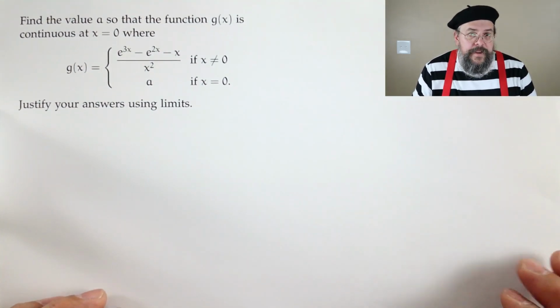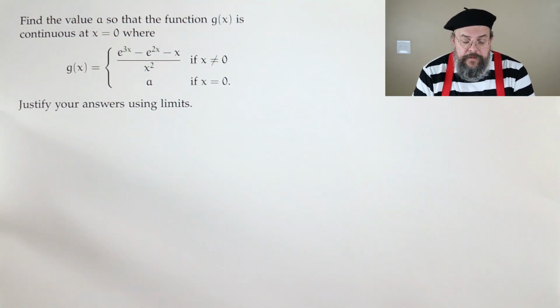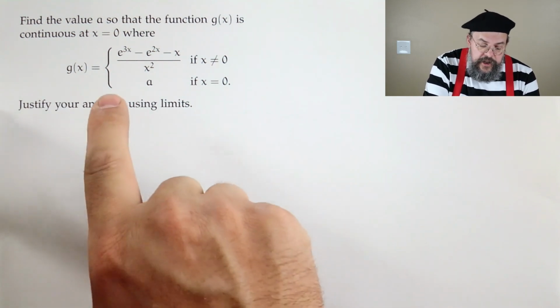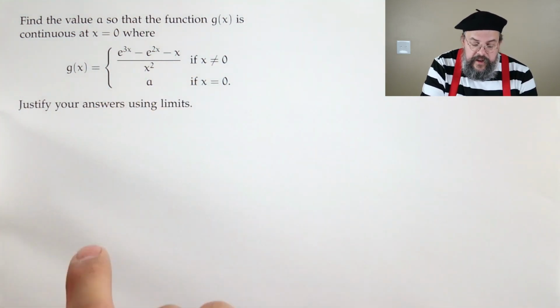All right. Find the value a so that the function g of x is continuous at x equals 0, where our function looks like e to the 3x minus e to the 2x minus x.